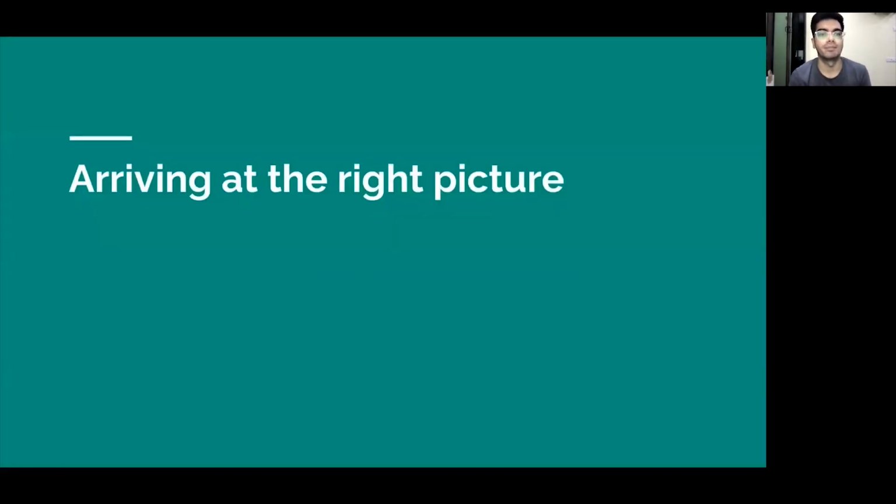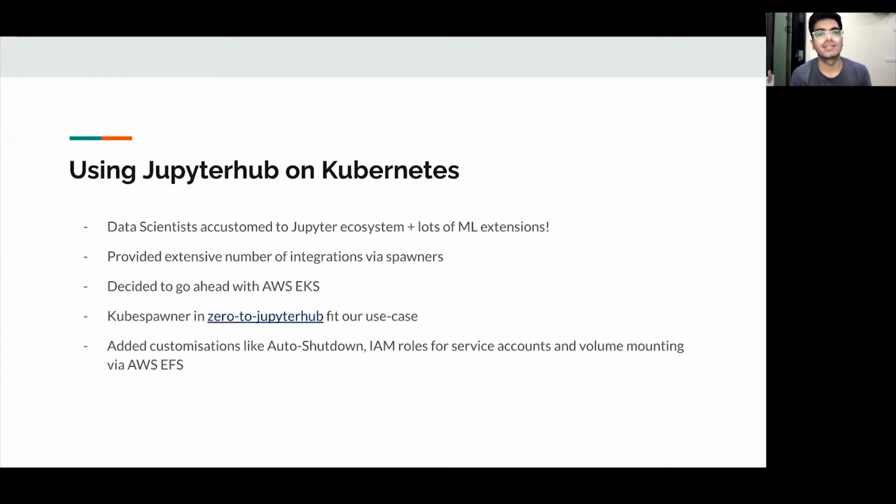So, arriving at the right picture, we decided to use something called JupyterHub on Kubernetes. First off, why JupyterHub? Firstly, because all of our data scientists were accustomed to using Jupyter notebooks for their local and shared development. Plus, it provides a vast library of extensions that make ML development easier and faster.